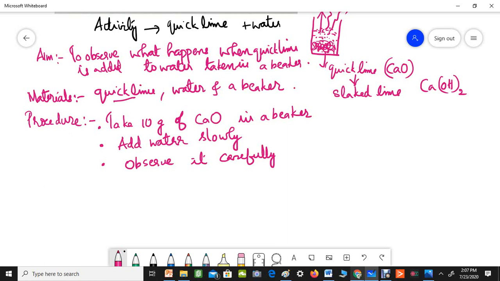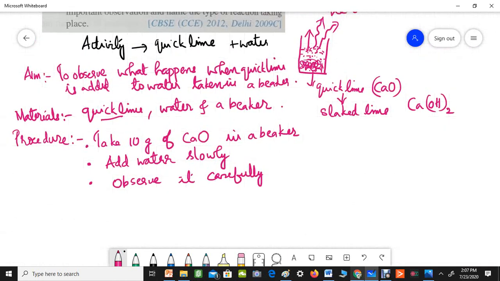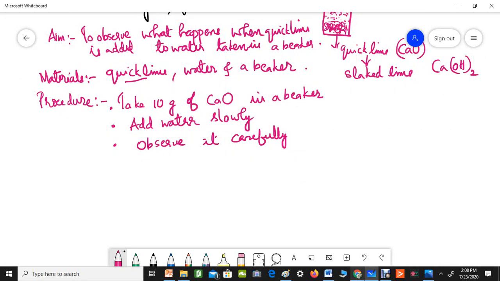After writing procedure, the next step is to write the observations. So what is observation? I already told in the beginning of this experiment. Whenever you are adding water to quicklime, a lot of heat is produced, and this is an exothermic reaction, and the product is slaked lime. Slaked lime is called calcium hydroxide. So that is your observation. First observation is large amount of heat is produced.